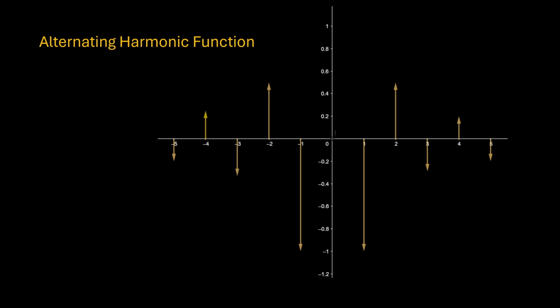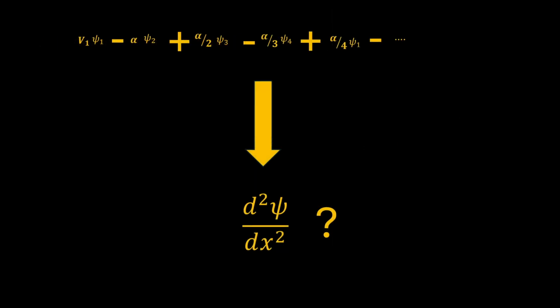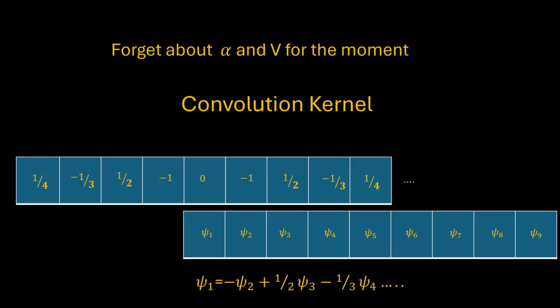We have somehow got to show that there is a link between such a series and the second differential of the function. To simplify things, let's not worry about alpha and v for the moment. The process which we are describing is actually one of convolution. Let's have a look at what this means.